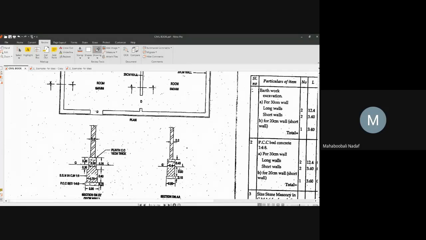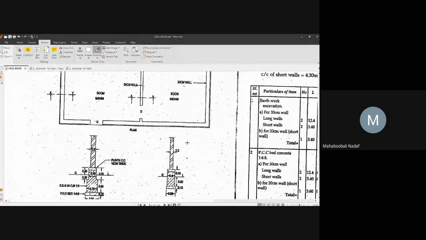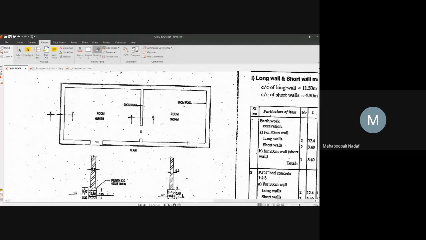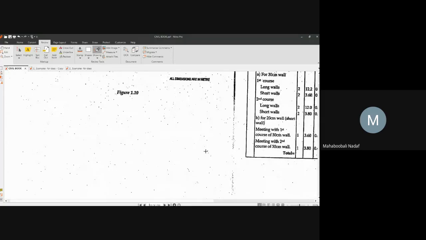Simple wall, we will finish it very easily. So we are going to do this by the long wall, short wall method, or which method are we going to do? Center line method. Okay, we are going to do it by the center line method.